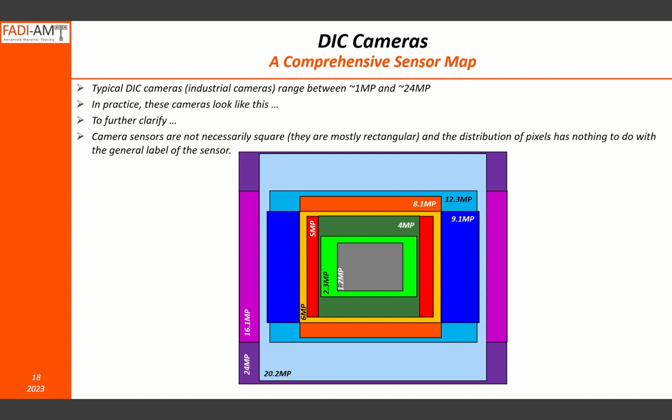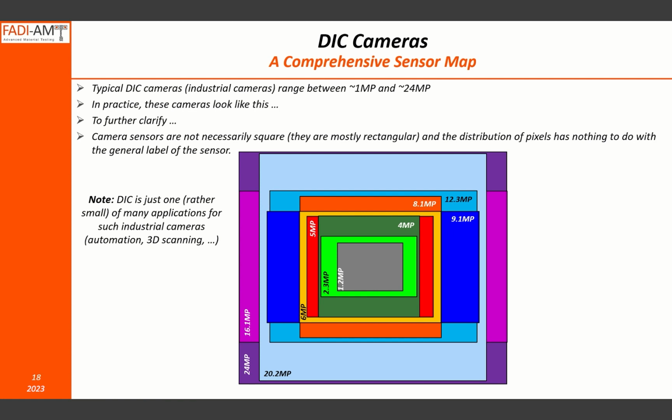Maybe you would know it by experience, because now, for example, we know the 9.1 megapixel sensor is always rectangular like this one, and the 8.1 is always square, but really you cannot tell from the label, and that's basically one of the issues. Now, why is it so complicated and why does it look so scattered?